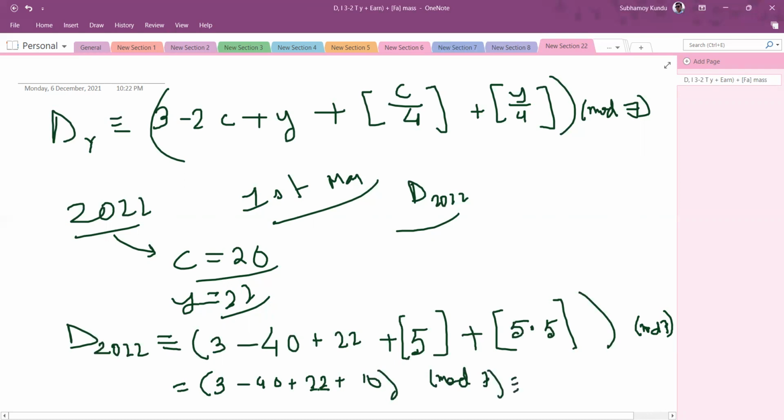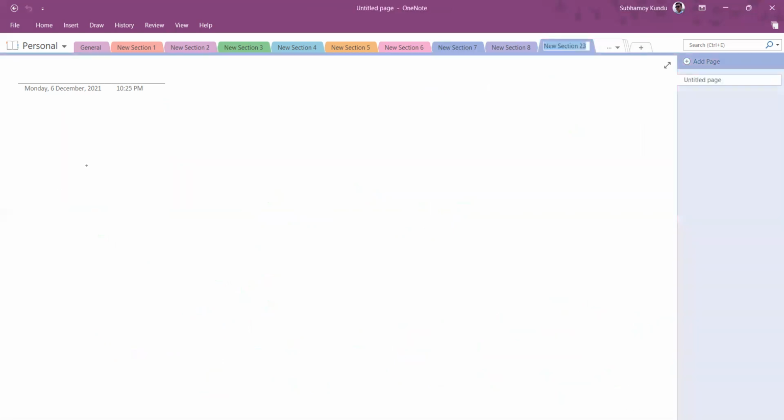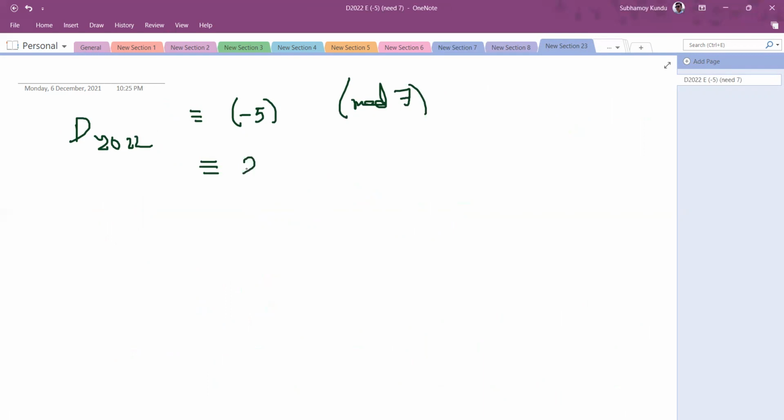That means what remains? 3 minus 40 plus 22 plus 5. That will be 22 plus 5 plus 3, which is 30, minus 40, mod 7. 30 minus 40, which is nothing but minus 10. Minus 10 mod 7, which is equivalent to 4 mod 7.